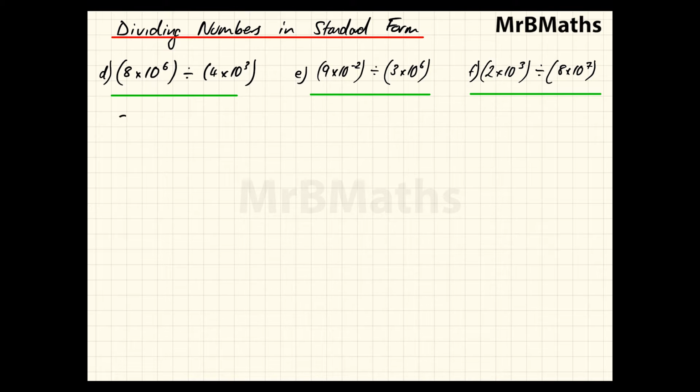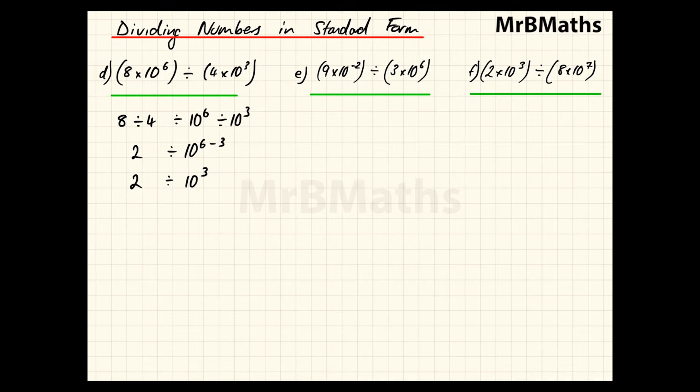So what I'm going to do again is rewrite this. So 8 divided by 4, divided by 10 to the 6 divided by 10 to the 3. Okay, so then we do this. 8 divided by 4 will give us 2. And then 10 to the 6 divided by 10 to the 3. So if you'd like me to rewrite this, I can write 10 to the 6 take away 3. So really break the steps down. 2 divided by 10 to the 3.